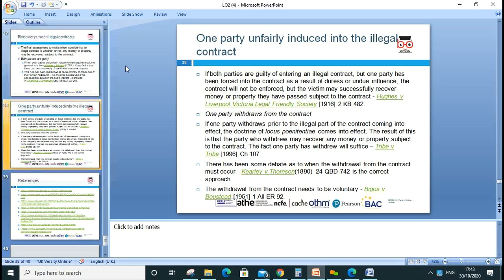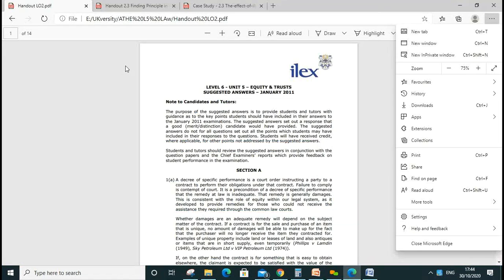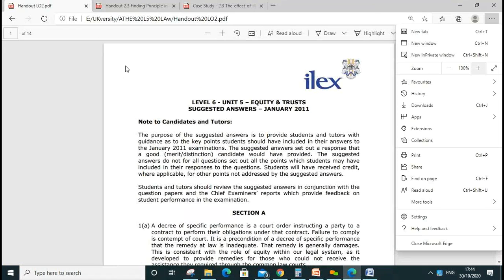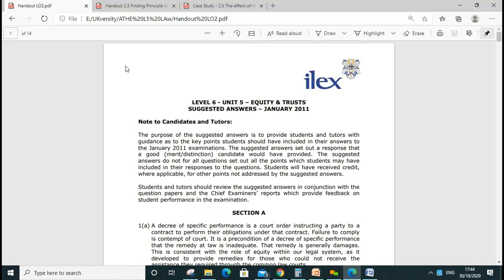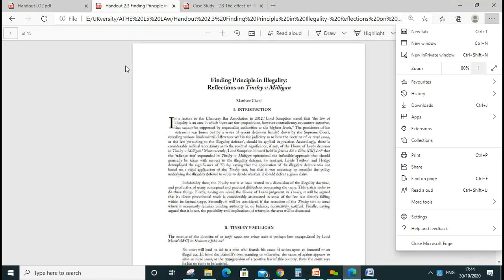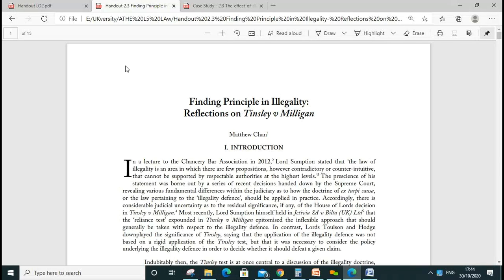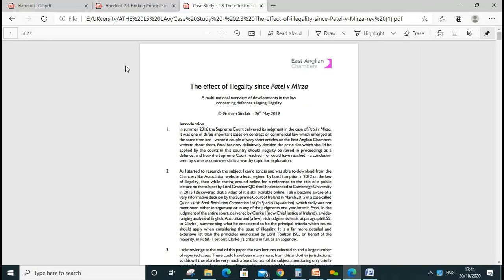So these are the case laws which we cover in 2.1, 2.2, 2.3. We have other criteria as well to look at, the merit and distinction criteria. Please go through equity and trust, which is good to be read. And for 2.3, finding the principle of illegality and reflection on it, please read Tinsley versus Milligan.